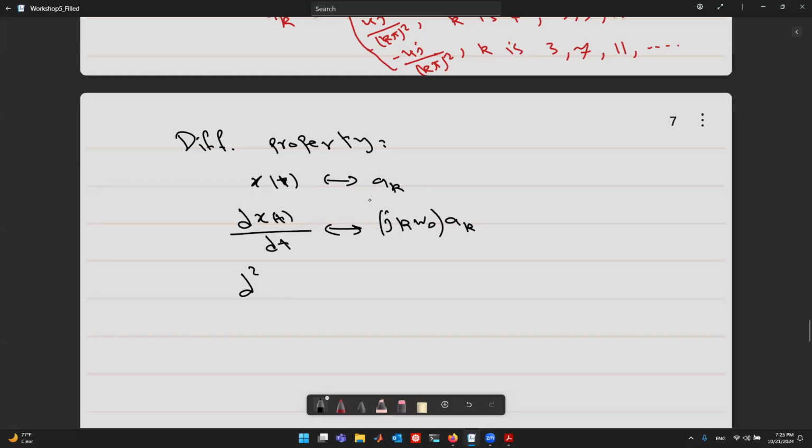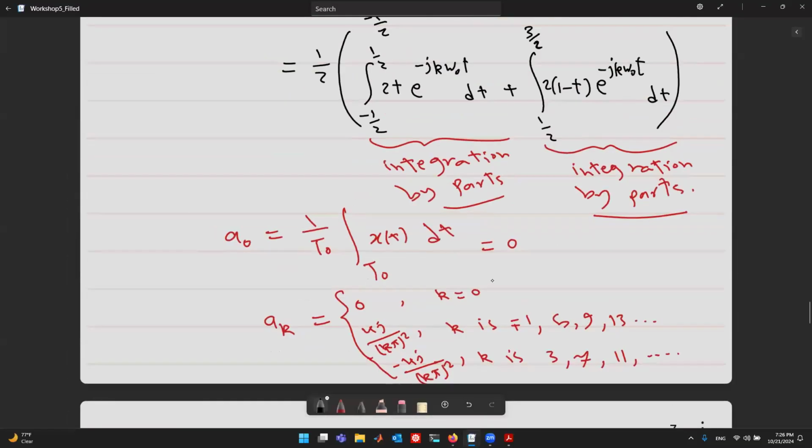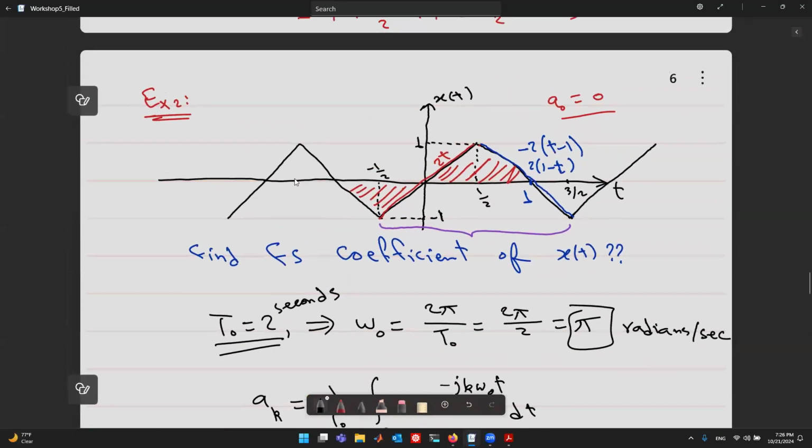If we take the derivative one more time, we multiply by jk omega naught again, so jk omega naught squared ak. And we will use this to solve this example, and it will be much easier than going this path. What will be the derivative of this segment?